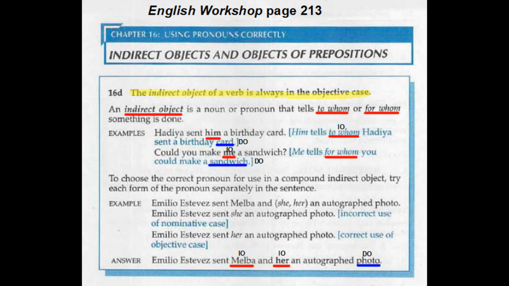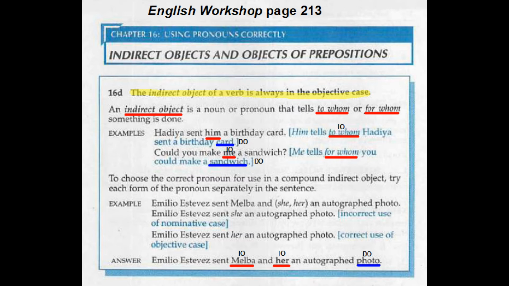To choose the correct pronoun for use in a compound indirect object, try each form of the pronoun separately in the sentence. Now, we did this on the last assignment, the direct object assignment, and it worked rather well. Let's look at the example. Emilio Estevez sent Melba, and should it be she or her, an autograph photo? Emilio Estevez sent she an autograph photo. Well, that just sounds odd. She is a nominative subject case pronoun, and so we know it shouldn't belong there. Emilio Estevez sent her an autograph photo. That's the correct use because her is an indirect object in the sentence.